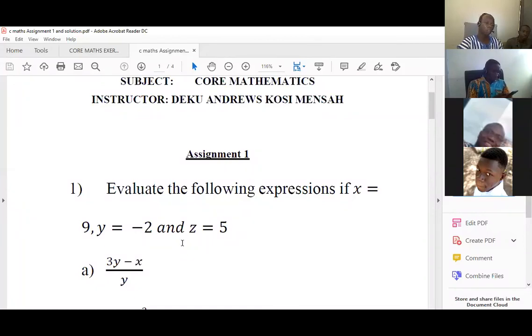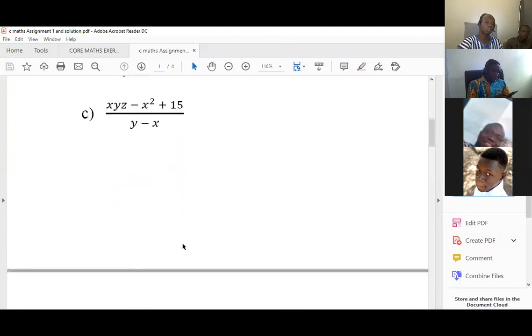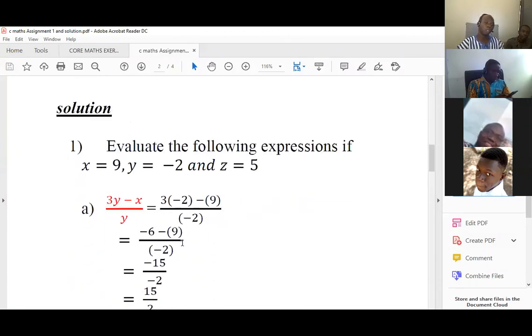Substitution method. So in our solution, we have the first expression, 3y minus x all over y. What it means is that wherever you see the letter y, you go and put in negative 2. Wherever you see the letter x, you go and put in 9. Wherever you see any other, you do the same thing. So the first one, we only have an expression in terms of x and y. So in the first step, we do our substitution.